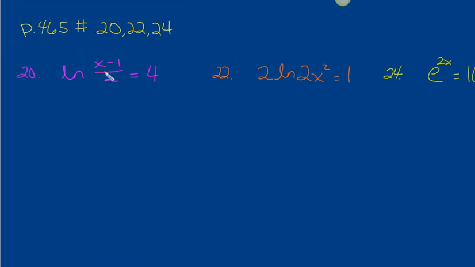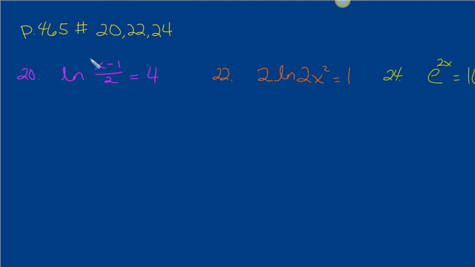Again, we are ready to unlock this because this whole part right here is a part of this logarithm. Again, you cannot split it up. It would have been nicer if it had parentheses around it, but in this case, since this x minus 1 divided by 2 is all one component, you can't separate it out. So let's convert. e to the 4th is equal to x minus 1 divided by 2.